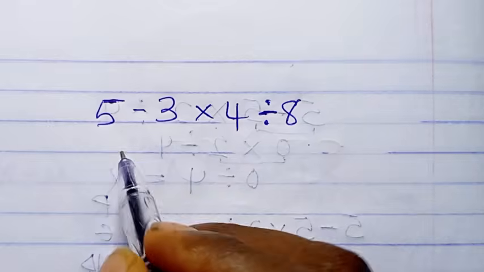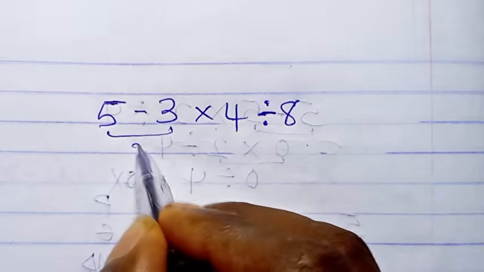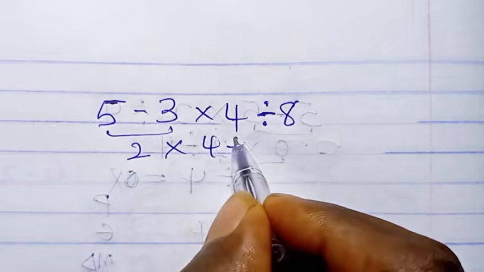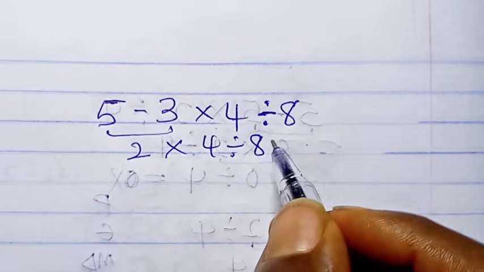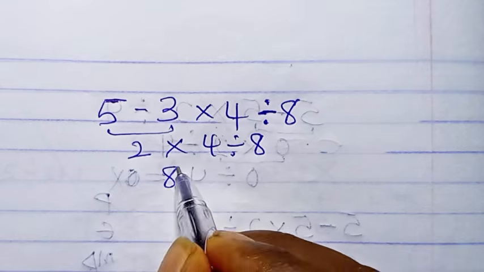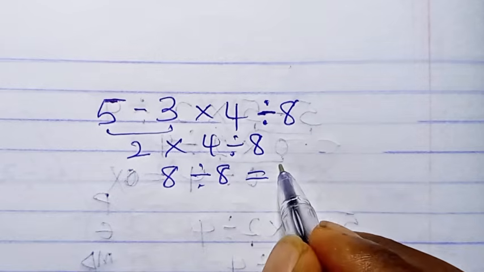Some people will do 5 minus 3, which is equals to what? This will give us 2, alright? Times 4 divided by what? 8. Now, 2 times 4 is going to give us 8, alright? Divide by this 8, which is equals to what? 1.